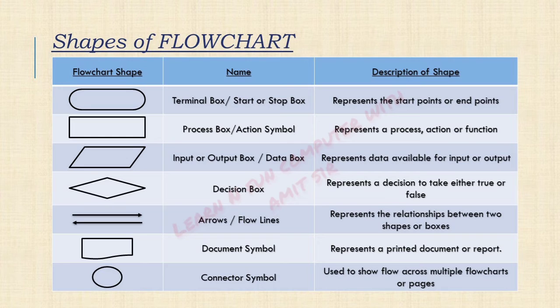The next one are the arrows or flow lines. They represent the relationship between two shapes or boxes. The next symbol is used for the document symbol. It represents a printed document or report. Next, a circle shape that is used as a connector. This is used to show flow across multiple flowcharts or pages.